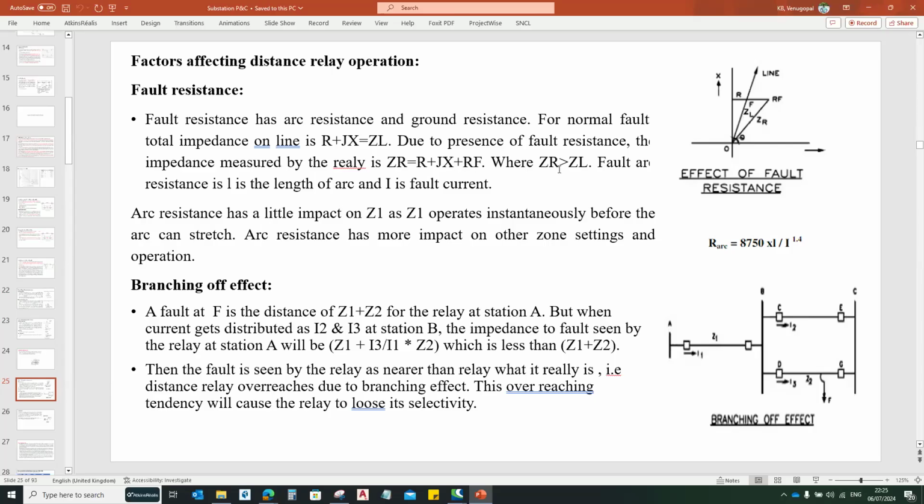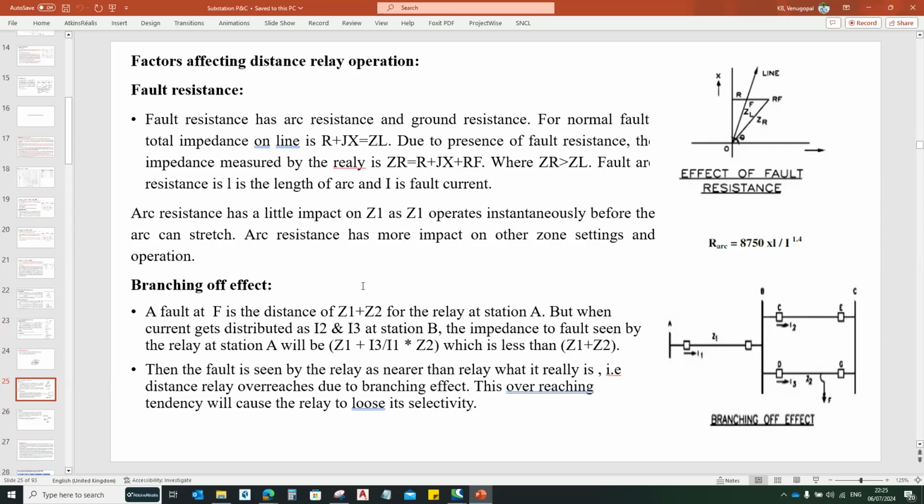So when Zr is greater than ZL, the fault resistance in the line, the length of the arc, then I will be the fault current. Arc resistance has little impact on Z1, as Z1 operates instantaneously before the arc can quench. Arc resistance has more impact on the other zone settings and operating zones. The arc resistance is given by the formula here.